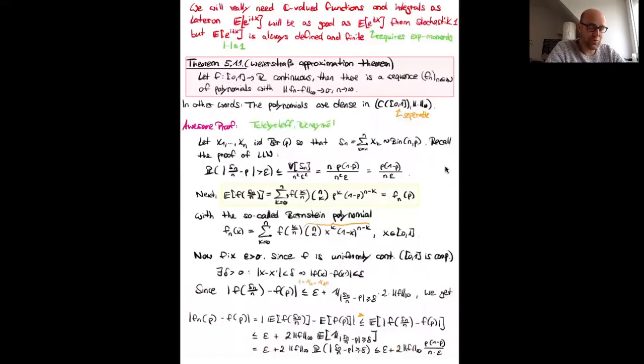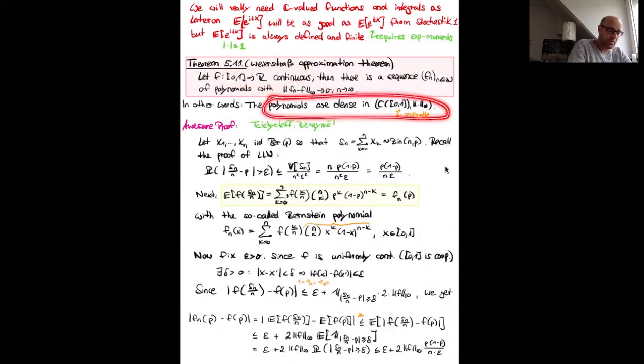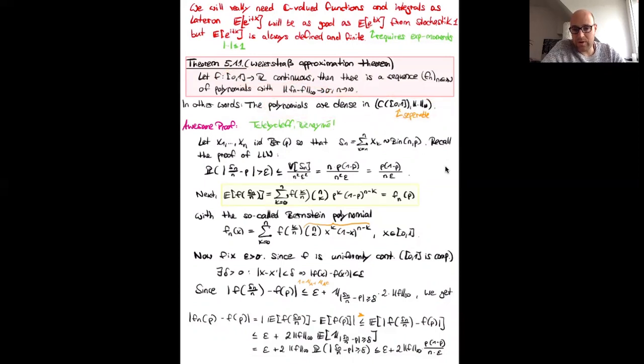Wonderful. I'm pretty sure the proof from functional analysis was not half as nice as this one. So keep this in mind. Every continuous function can be approximated uniformly by polynomials, or in other words, C[0,1] is a separable normed space, a separable metric space, and the separable set are the polynomials.